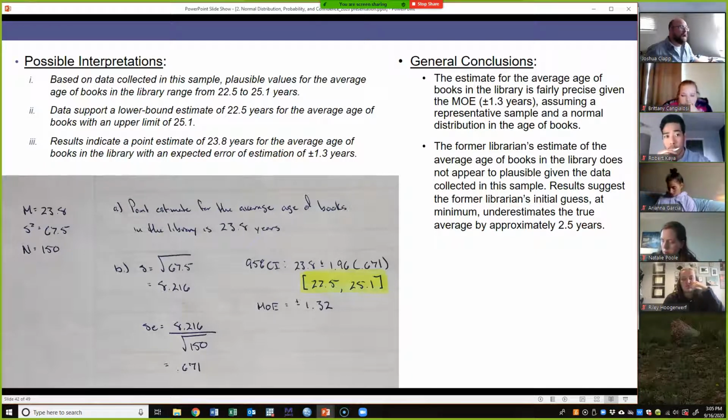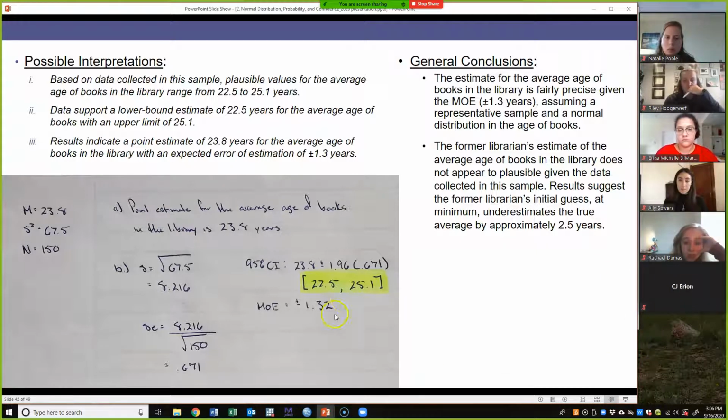Now, we could also say that at minimum, if we look at the lower bound estimate of our confidence interval here, we can get more specific. We can say that the old librarian, based on our data, has underestimated the true age of our library books by at least 2.5 years, right?